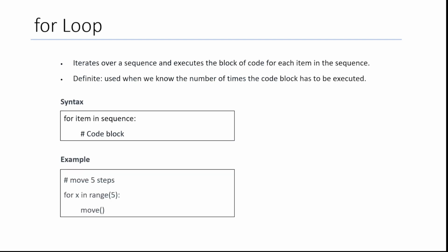The for loop iterates over a sequence such as a list, tuple, string or range and executes the block of code for each item in the sequence. We use the for loop when we know exactly the number of times we want the code block to be executed. In the example here, we are using the range function that returns a sequence of numbers from 0 to 4. The for loop iterates over this range of values and executes the move command 5 times.